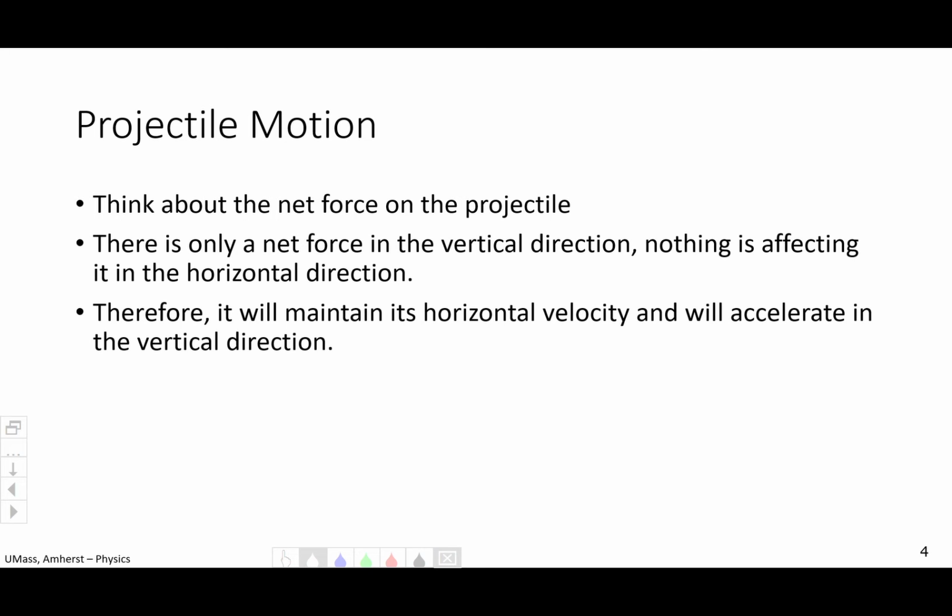So here's what we want to think about: the net force on the projectile. Why does it not change its motion horizontally? Well, there's only a net force in the vertical direction, gravity. Nothing is affecting it in the horizontal direction. Once the cannonball leaves the cannon, there's no longer any force acting in the horizontal direction, so it's going to stay at a constant speed. It's going to maintain horizontal velocity, but accelerate in the vertical direction.